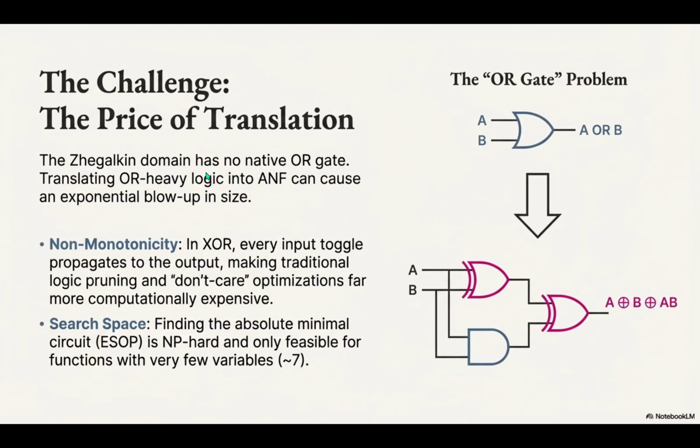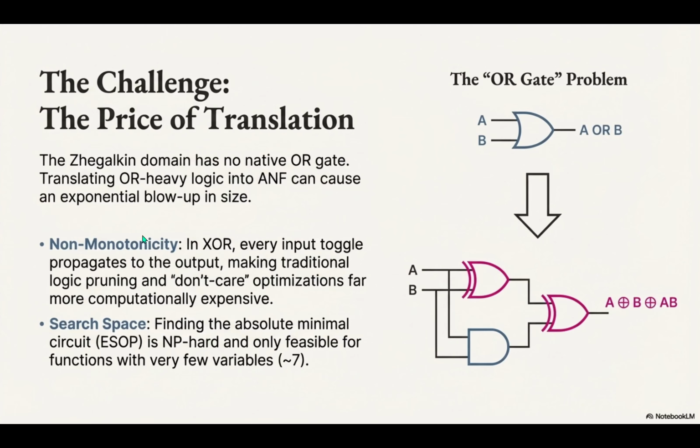The Zell-Galkin domain, this AND/XOR world, has no native logical OR gate. Not at all. No native OR. To represent a simple logical OR, A or B, in AND/XOR, you have to express it algebraically as A plus B plus A times B. So you get an AND term in that. So for standard control logic, which relies heavily on OR gates, translating it into AND/XOR can cause an exponential blow-up in size. You might make the arithmetic section beautiful, but the control section becomes impossibly huge.